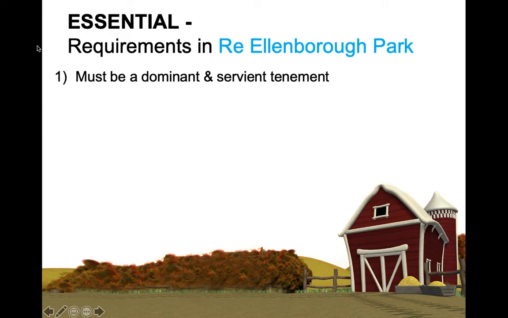So we require a dominant and a servient tenement. Hopefully you will know or recall from whenever we're looking at the LPA that a tenement just means a piece of land. So we had corporeal and incorporeal before, things with body, things without body. Tenement just meaning a piece of land, so therefore being corporeal. So we would require a dominant and a servient piece of land. We'll look at what that means in a moment.